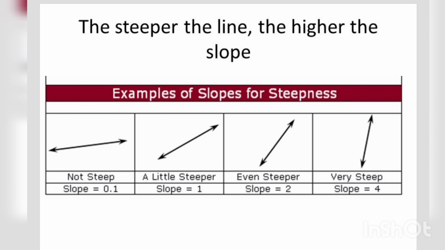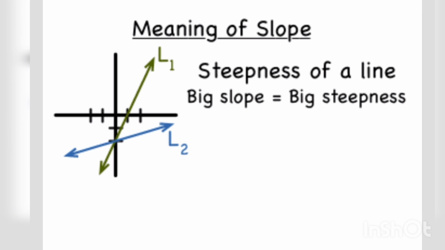So in short, whenever you look at two lines and you need to compare their slopes, then you simply need to remember this rule, that is, the steeper the line, the higher the slope. And of course, another way to say the same thing is that the steeper the line, the bigger the slope is going to be. So here, if you compare L1 and L2, L1 has the bigger slope.